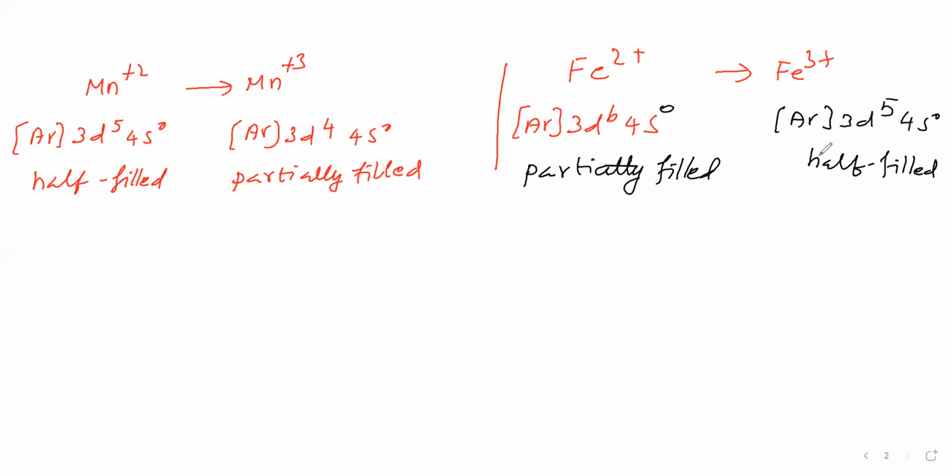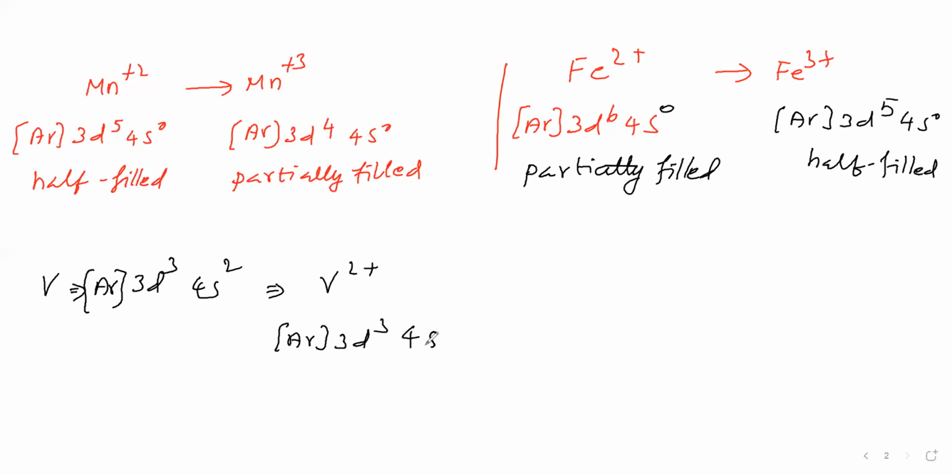Next we will see vanadium. Vanadium is argon 3d 4s. Vanadium is atomic number 23, therefore 4s2 3d3. Now vanadium 2 plus we will take. Vanadium 2 plus means argon 3d3 4s0. Vanadium 3 plus means argon 3d2 4s0.